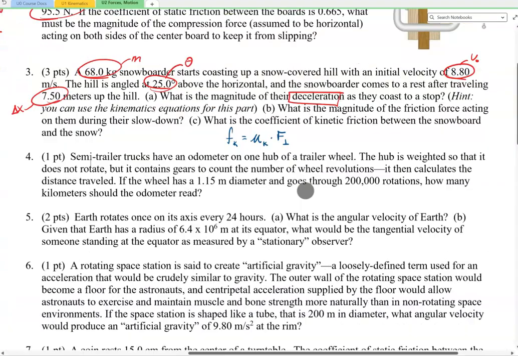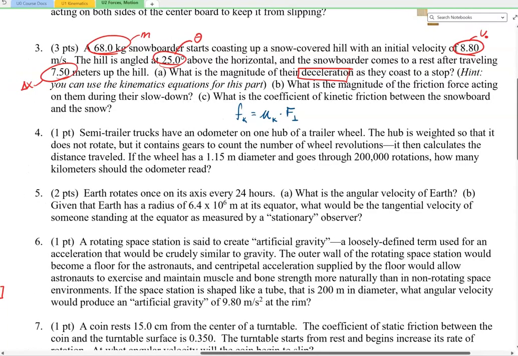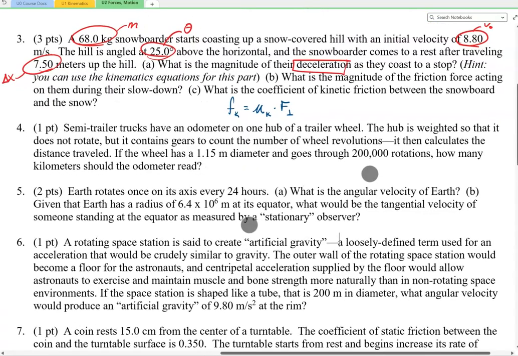And continuing with homework number 6 for physics class, here's problem number 4. We have a semi-truck trailer, or semi-trailer trucks, that have an odometer on one hub of the trailer wheel. That's so that we can measure the distance that a trailer travels.